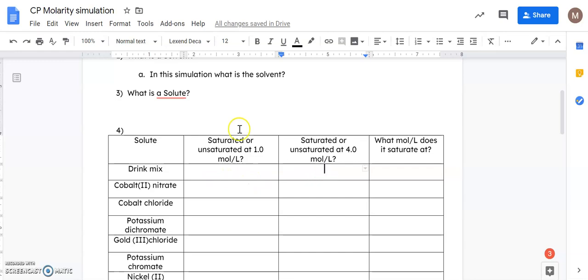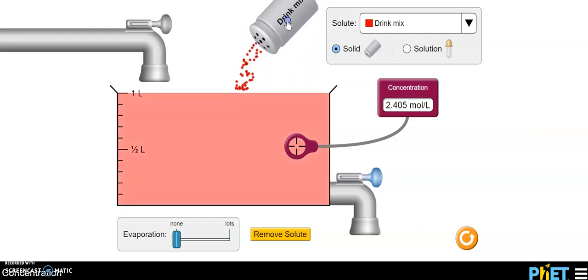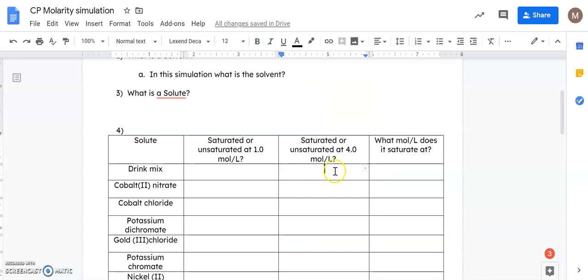Then it wants to know, is it saturated at 4 moles per liter? So let's go ahead and shake. So you can see that if we're making Kool-Aid, we're adding more and more of that powder, and it's getting redder and redder, which is exactly what we would expect. Here I'm at 4. And again, not saturated, so I'd write no in here. So then it's like, well, what mole per liter does it saturate at? Sometimes it'll be here and it'll be yes, and then you'll have to see what that number is.